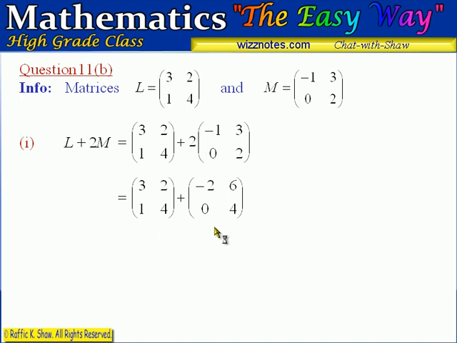So all we need to do now is add these two matrices. And when you add matrices, you add the corresponding elements. So the result of this addition is this: (1, 8; 1, 8), because 3 minus 2 is 1, 2 plus 6 is 8, 1 plus 0 is 1 here, and 4 plus 4 is 8. So that's the result. L plus 2M is the matrix (1, 8; 1, 8).